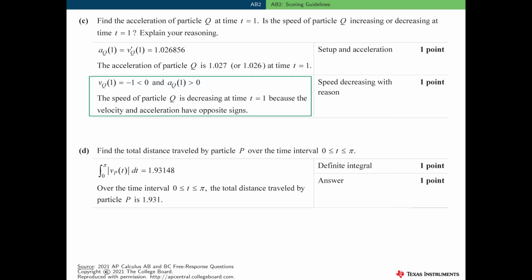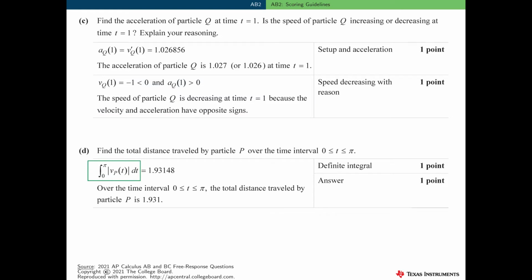After the first point is earned, a response like "velocity and acceleration are of opposite signs at t equal 1, so the particle is slowing down" earns the second point. And the second point may be earned without the first, as long as the correct value for v sub q of 1 is presented.